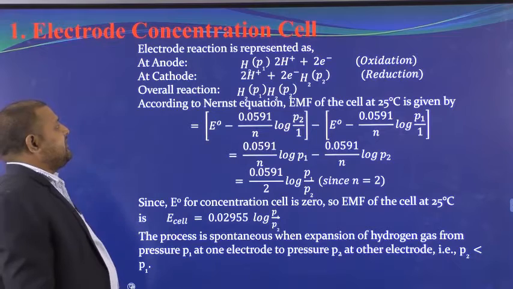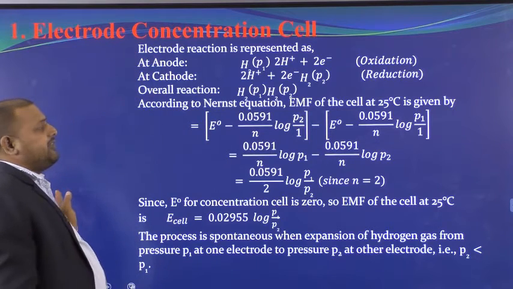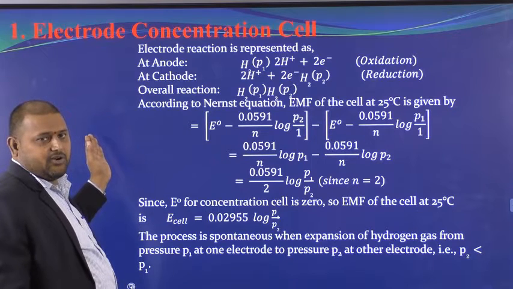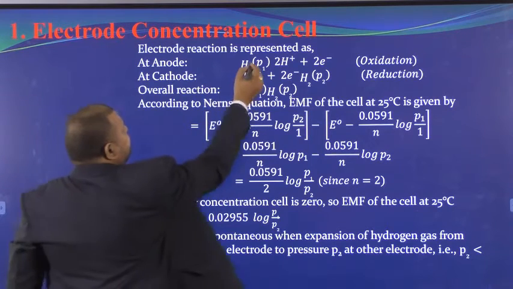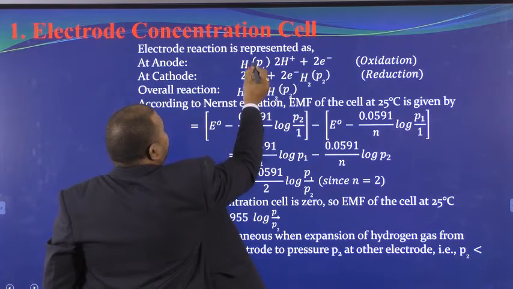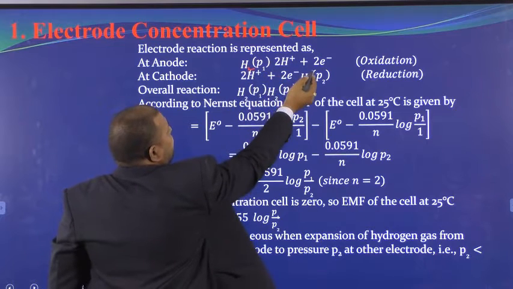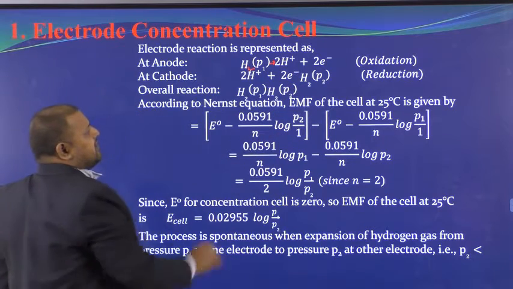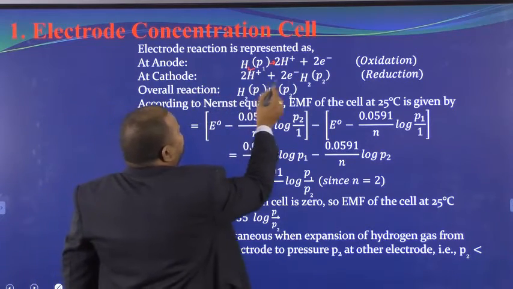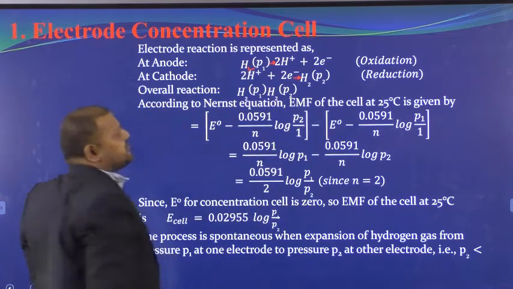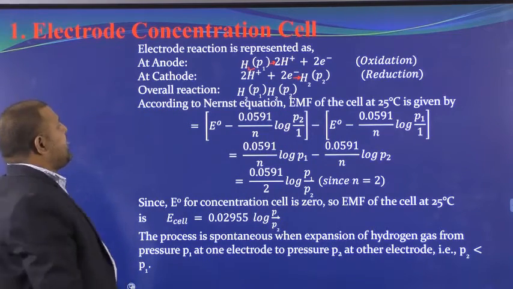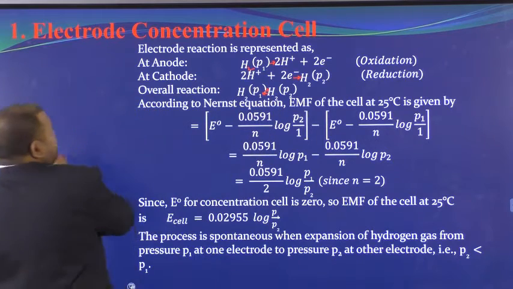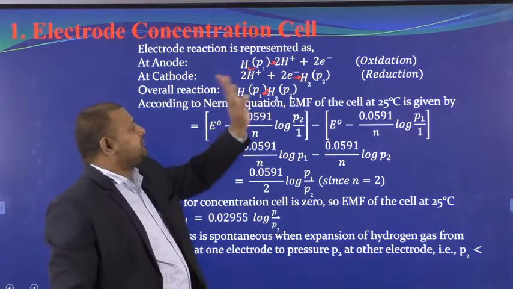Now what happens? See here, anode P1 value, cathode P2 value, that's what I said. Left hand side P1, anode. So the reaction is H2(P1) gives rise to 2H+ plus 2 electrons. And here at cathode, 2H+ plus 2 electrons gives rise to H2(P2). So the final equation is always a balance between these two. H2(P1) is in equilibrium with H2(P2). That's all.